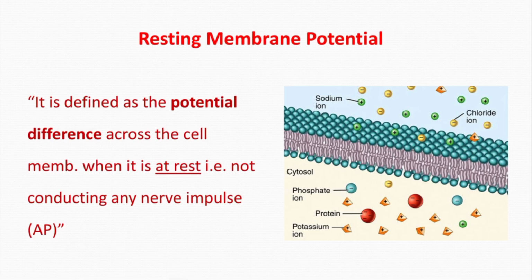Resting membrane potential, as the name indicates, simply means the potential difference across the cell membrane when it is at rest, which means when it is not conducting any nerve impulse or action potential. So when the excitable cell membrane is not conducting any nerve impulse, the potential difference or voltage across this membrane is called the resting membrane potential.